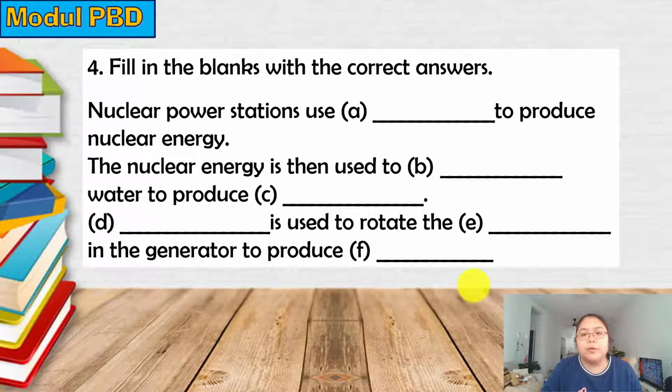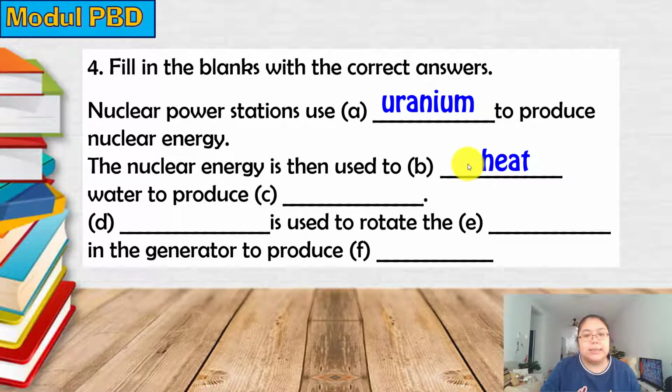Okay, number 4, you need to fill in the blank by using the correct answer. Okay, nuclear power station use what to produce the nuclear energy? Use what to produce the nuclear fission? We're using the uranium. Okay, then the nuclear energy, they turn to the heat. Okay, use the heat to heat the water, then they produce steam.